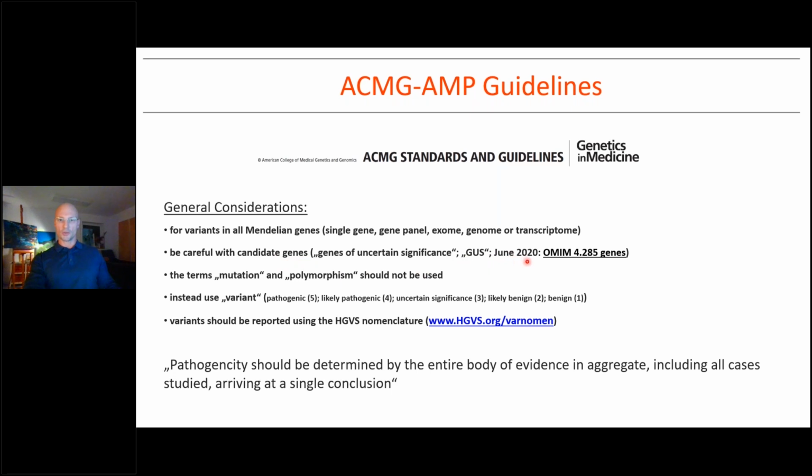As of June 2020, there were only 4,285 genes associated with a disease phenotype. Also, the terms mutation and polymorphism should not be used. Instead, the term variant with one of these qualifiers should be used. And of course, all variants should be reported using the HGVS nomenclature. In conclusion, the pathogenicity should be determined by the entire body of evidence in aggregate, including all cases, not only the one in front of you, but also the ones in the literature or in databases, and you should arrive at a single conclusion.